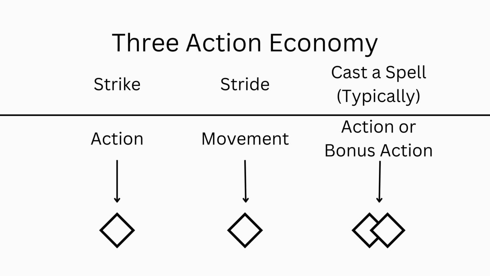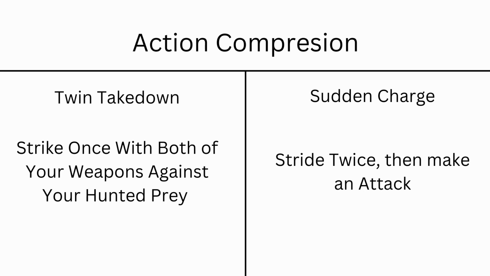Many classes provide the benefit of letting you do more things for an action than you normally could. The Ranger's Twin Takedown feat lets them attack twice for 1 action against their hunted prey. The Fighter's Sudden Charge feat lets them stride twice and then attack for only 2 actions. Now that we have that out of the way, let's move on to the classes themselves.